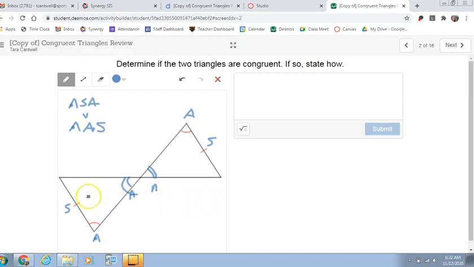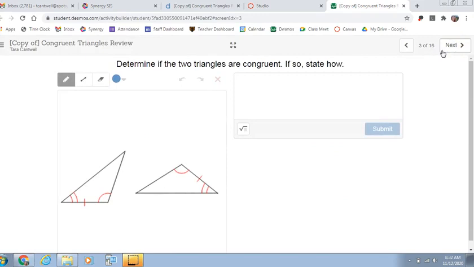And as you can see on this picture, with one angle here and the other angle here, this would be the included side. The side that is marked here is not the included side, and so this would be angle angle side, not angle side angle. For number 3, here we have an angle and a side and an angle, congruent to an angle and a side and an angle. This side is the included side, and so this would be angle side angle.